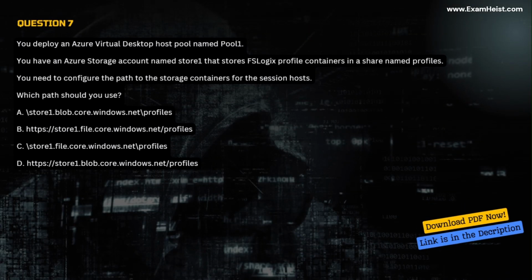Question 7. You deploy an Azure Virtual Desktop host pool named Pool1. You have an Azure storage account named Store1 that stores FSLogix profile containers in a share named Profiles. You need to configure the path to the storage containers for the session hosts. Which path should you use? A. /store1.blob.core.windows.net/profiles. B. https://store1.file.core.windows.net/profiles. C. /store1.file.core.windows.net/profiles.